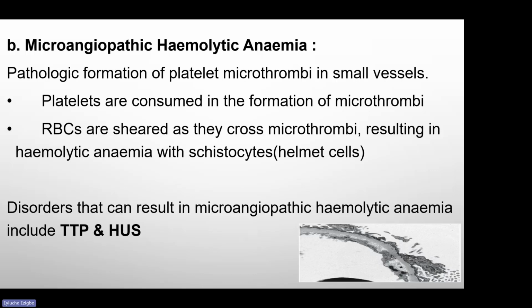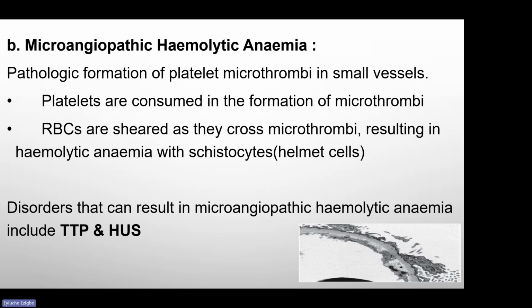Okay. So we have another disorder of primary hemostasis, a quantitative disorder of primary hemostasis called microangiopathic hemolytic anemia. It is the pathologic formation of platelet microthrombi in small vessels, like capillaries, very tiny vessels to very important organs. We find that platelet thrombi are formed inside these vessels. The platelets are consumed in the formation of microthrombi.